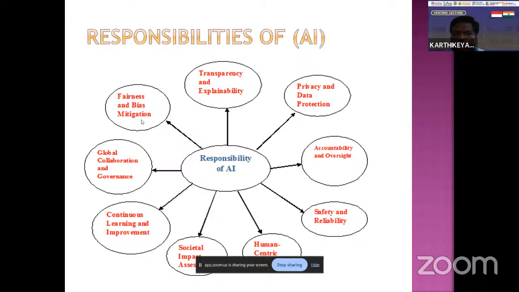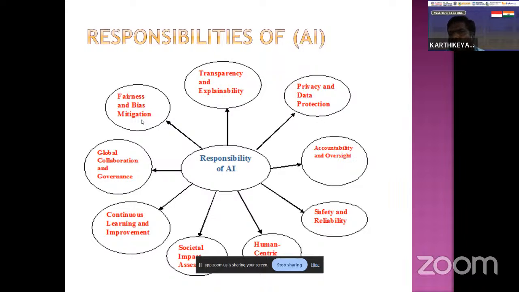And the next responsibility of AI is safety and reliability. Safety and reliability means preventing harm to users and the environment. This includes testing, validation, and assessment processes to identify potential vulnerabilities and hazards.